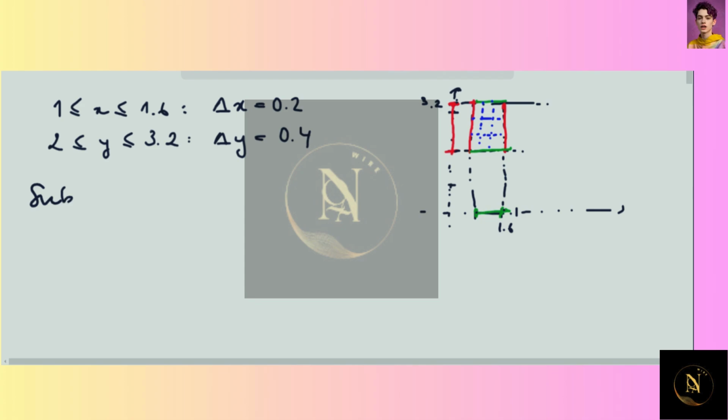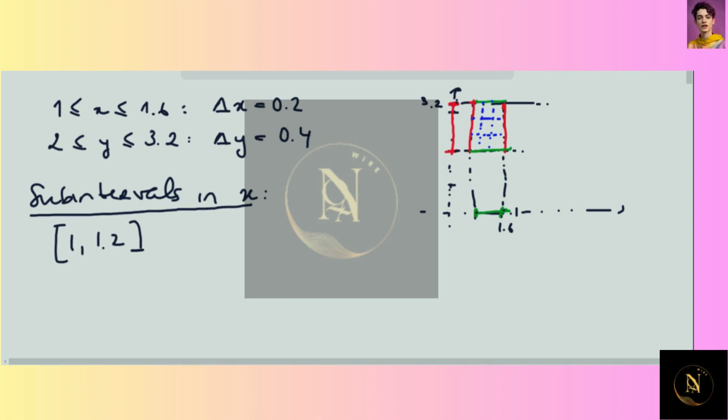So subintervals in x, and I'm just going to list them because we need the midpoint for the calculation. It's said that we're using the midpoints in here to approximate. So I'm going to have the interval from 1 to 1.2, then interval from 1.2 to 1.4, interval 1.4 to 1.6. So the midpoint here, let me call it m, will be 1.1. Midpoint here will be 1.3, and the midpoint here will be 1.5.